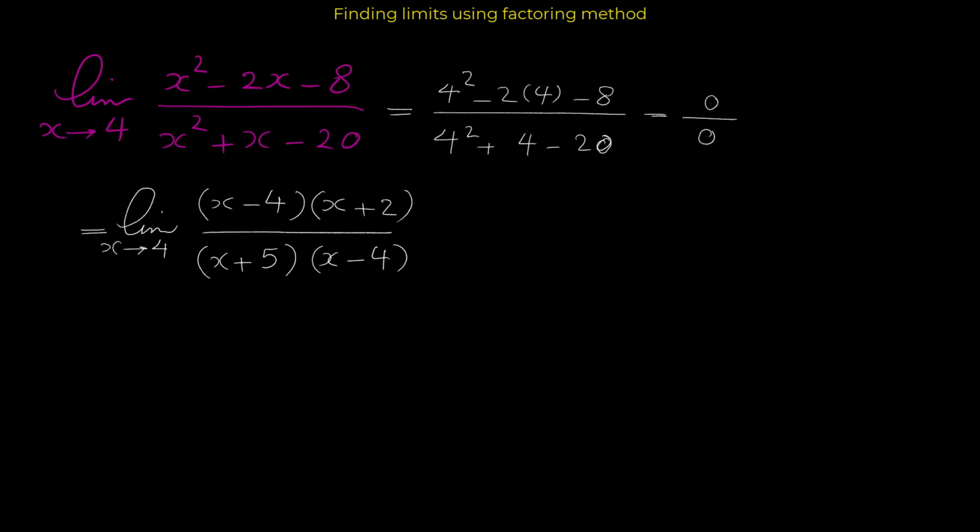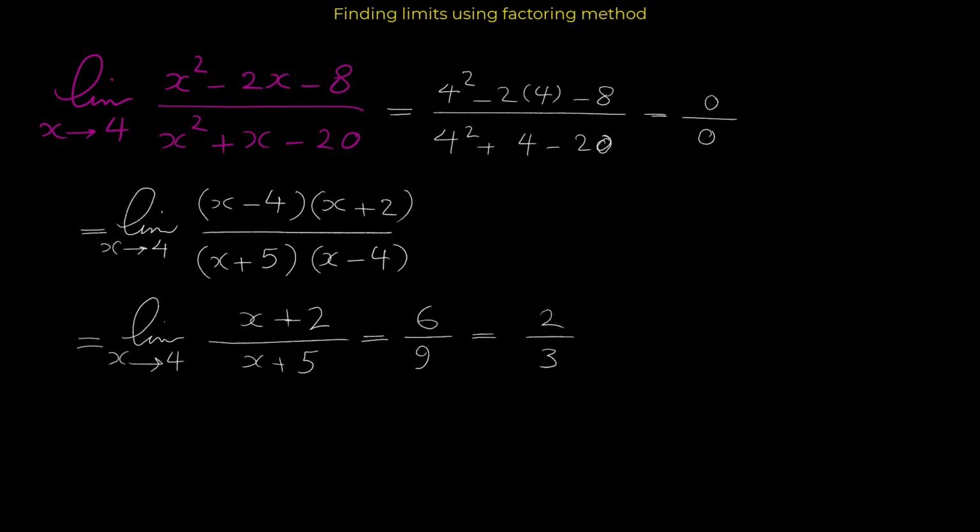Now look at the top and the bottom. X minus 4 is common, so we cancel x minus 4, and then we have limit x approaches 4, x plus 2 over x plus 5. Substitute 4. We have 4 plus 2, 6, 4 plus 5, 9, so the limit is 2 over 3.